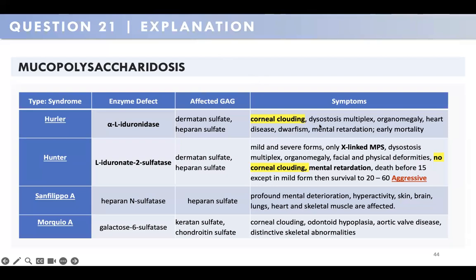Yes, organomegaly occurs in most of the mucopolysaccharidoses as well as the lysosomal storage diseases and glycogen storage diseases. So it's not a specific thing to look out for. Try to pick, in glycogen storage diseases and mucopolysaccharidoses, the specific findings. Like in Hurler, it is the presence of corneal clouding, as well as dysostosis multiplex, the skeletal deformities. In Hunter, there is no corneal clouding, it is X-linked recessive, with mental retardation. The last two, Sanfilippo and Morquio, have no specific findings. Honestly, I never came across any question on them, but read them for the sake of completion.